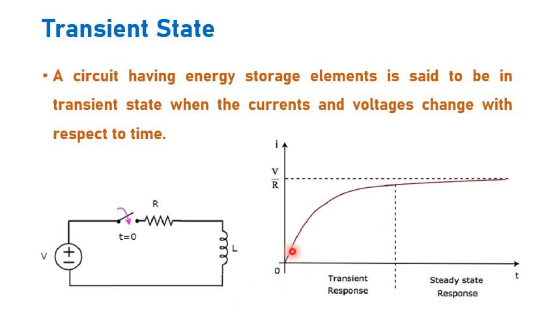So the period during which the current is increasing slowly until it reaches the steady state value is called transient state, and the response of the circuit during this period is called transient response. So a circuit having energy storage elements is said to be in transient state when the current and voltage change with respect to time. After this, the current becomes constant, and hence you will call it a steady state.